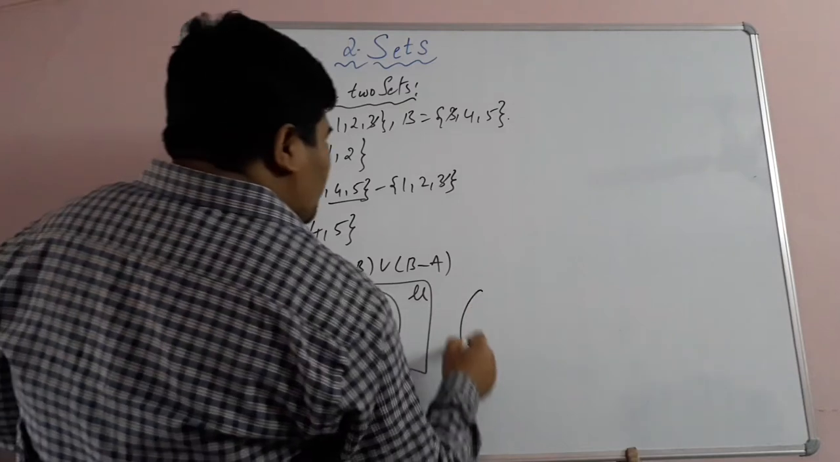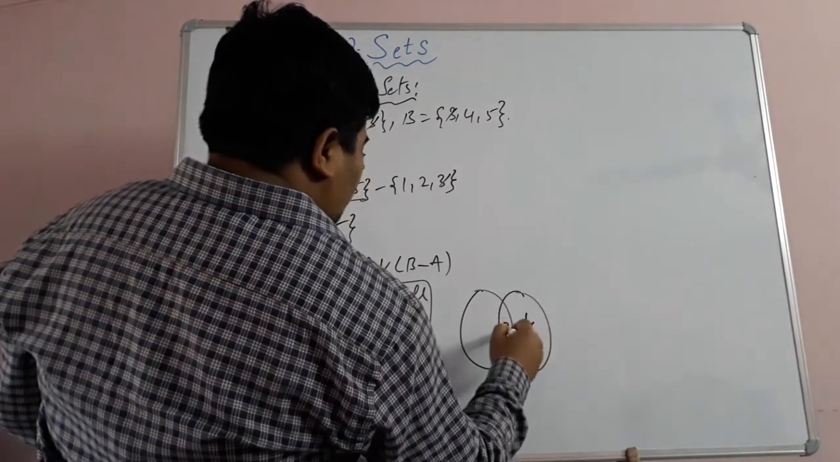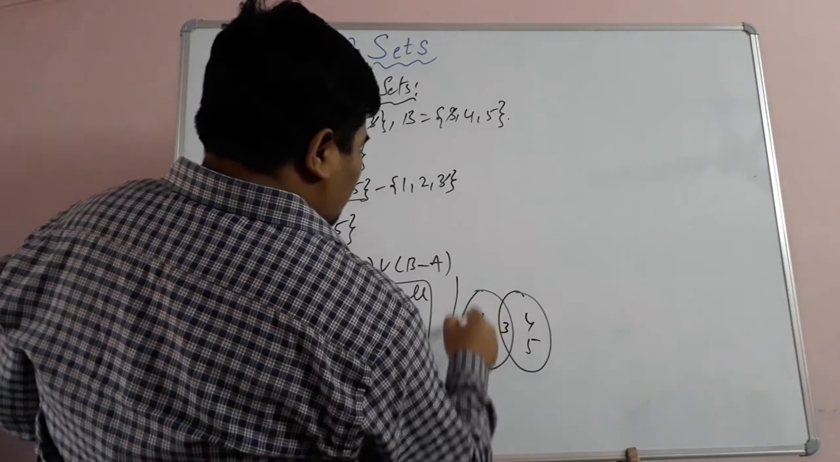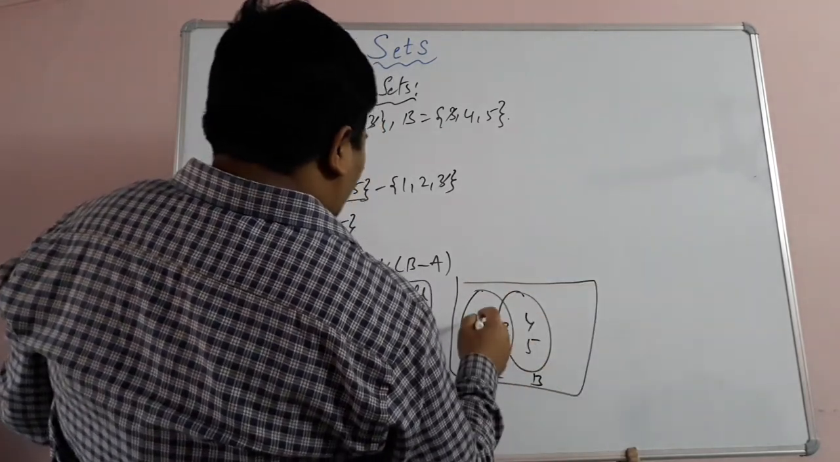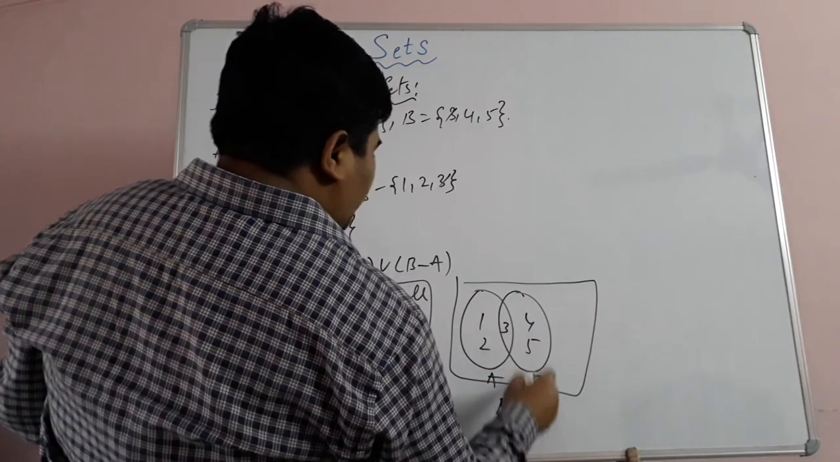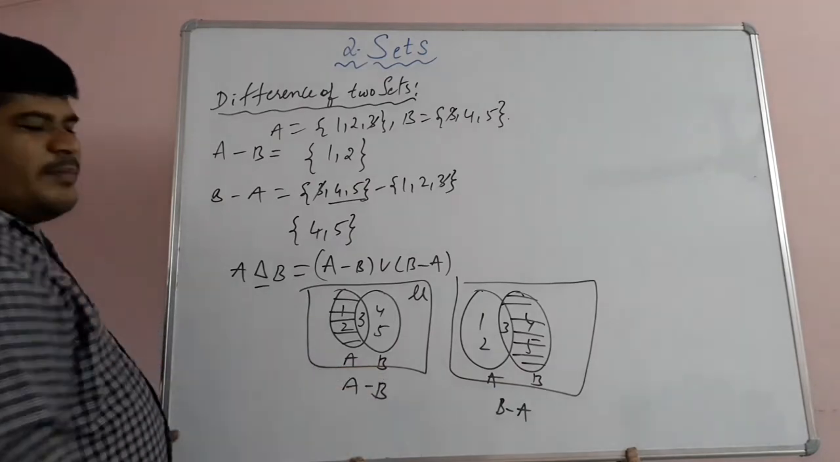B minus A means what we will do? Here 4 comma 5, 3 comma 1, 2 are in A. So children, this is A and this is B. B minus A means the element should be shaded in only B, children. This one. This is B minus A, this is A minus B.